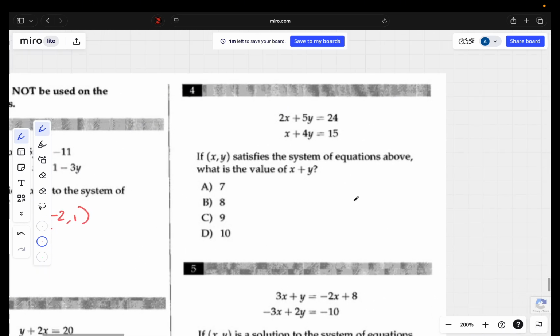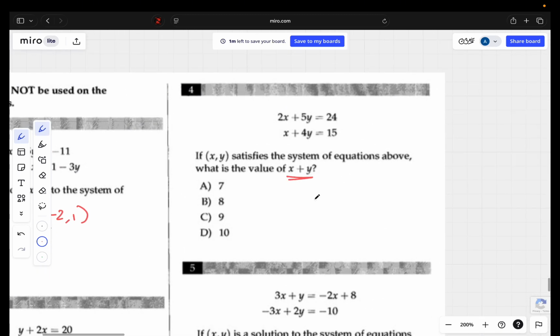Next question, we need to find x plus y. So in this, we can add them. We'll get 3x plus 9y, but that won't really help us because we need x plus y. So we cannot use this. So we'll have to use Desmos.